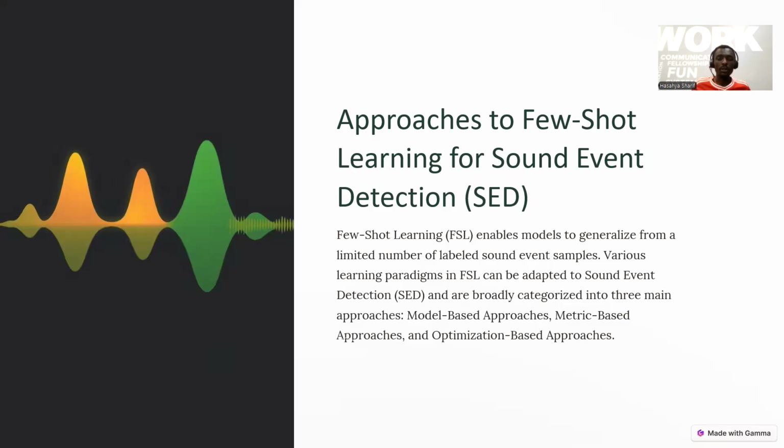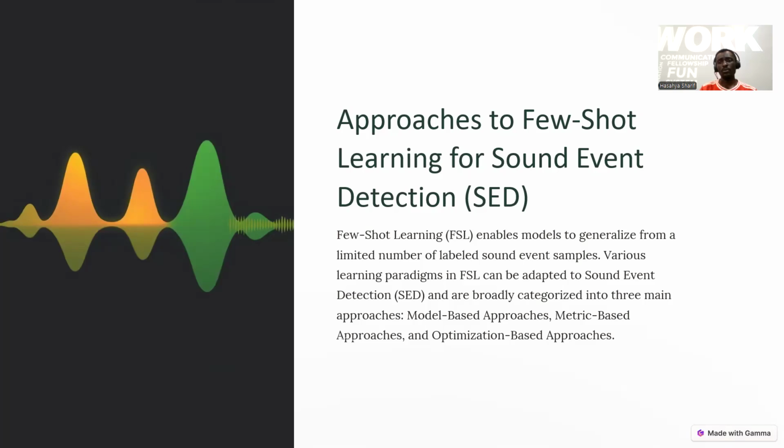My name is Samuel Derrick, and I'll be taking you through the various approaches to few-shot learning for sound event detection. Few-shot learning enables models to generalize from a limited number of labeled sound event samples, and various paradigms in few-shot learning can be adapted to sound event detection. And we have three main approaches, which are model, metric, and optimization based approaches.